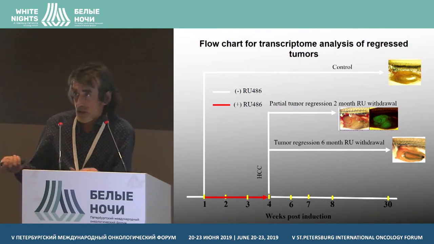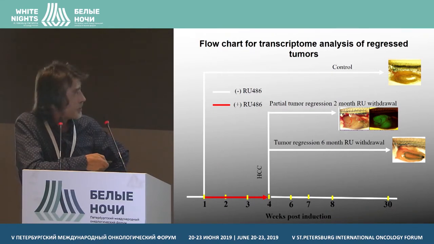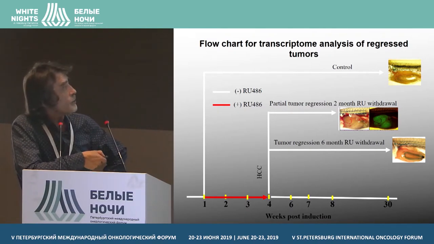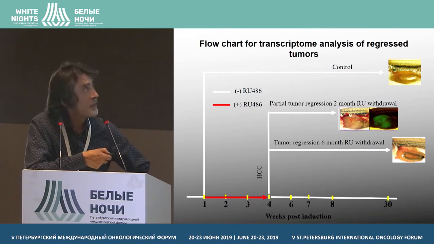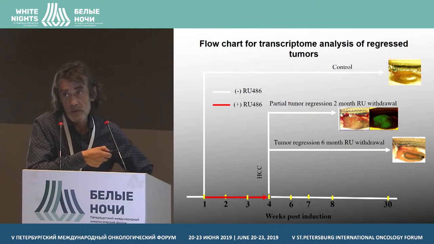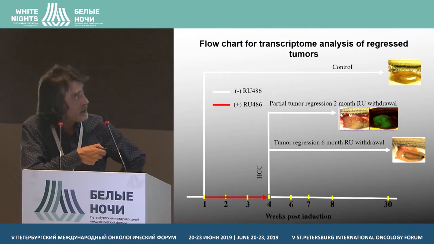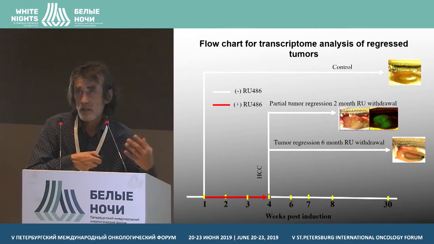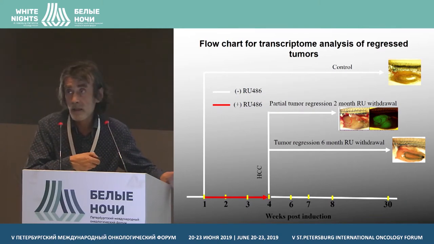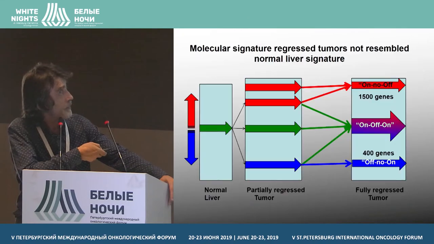Back then, we decided to look at what happens at the transcription level. This is the flow chart for transcriptome analysis. We treated only to one grade, only to hepatocellular carcinoma. Then we did partial regression, and we harvested RNA after 2 months of withdrawal. And you can see GFP here. It takes so long for regression to come. But 6 months after the removal, we see the tumor regression and the liver is back to normal. We harvested RNA here and made a comparison to find out what happened at the level of the transcriptome.